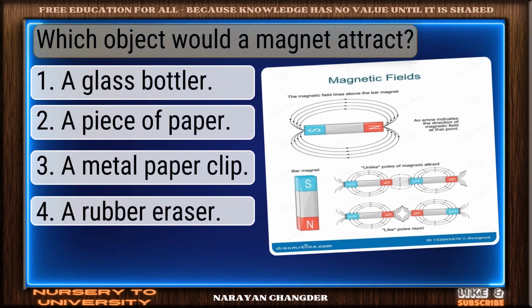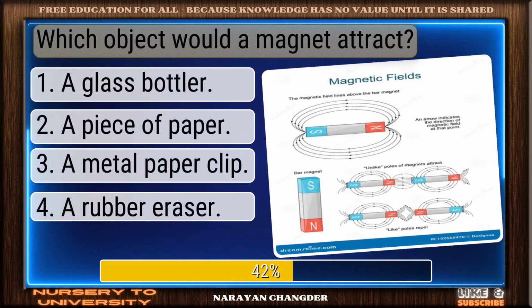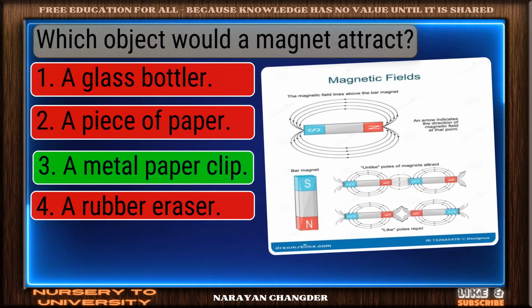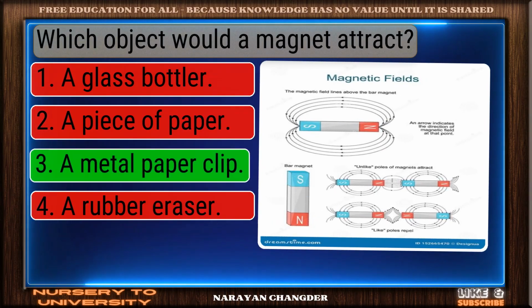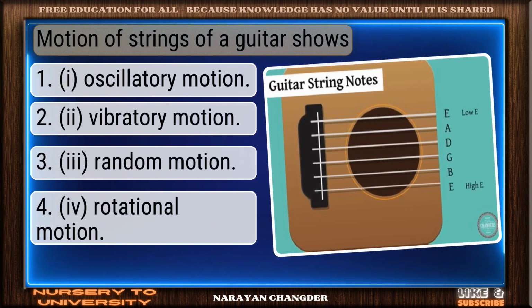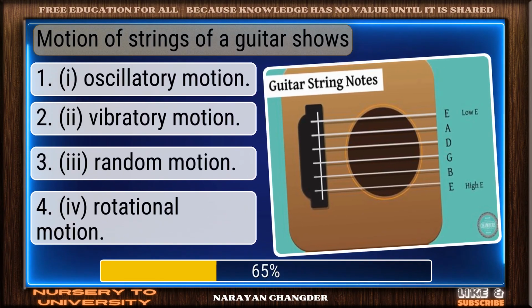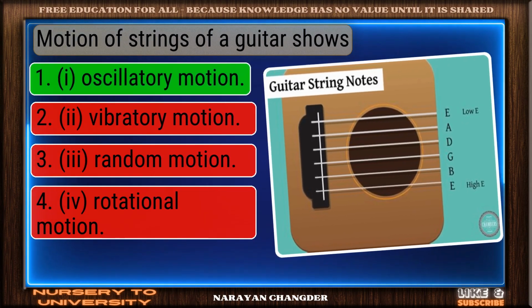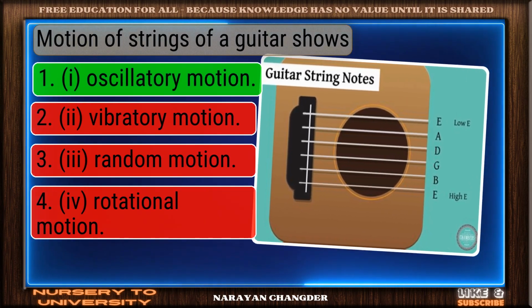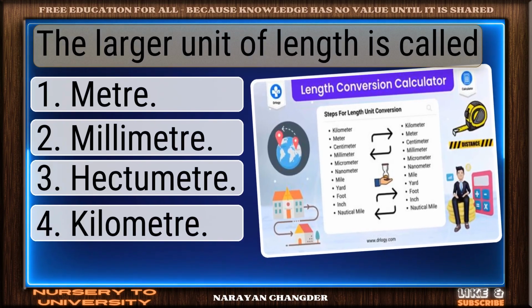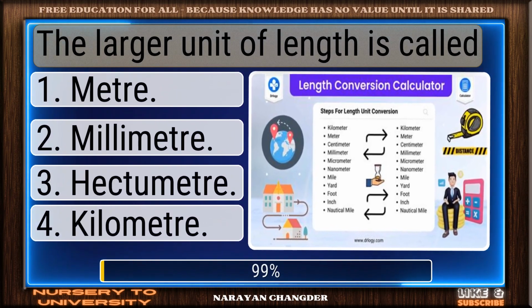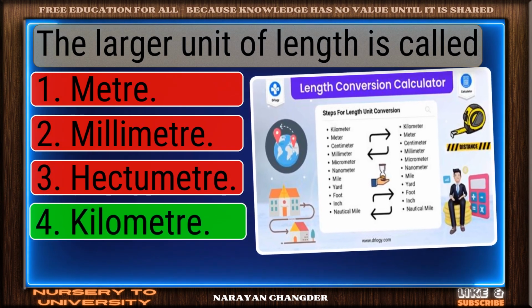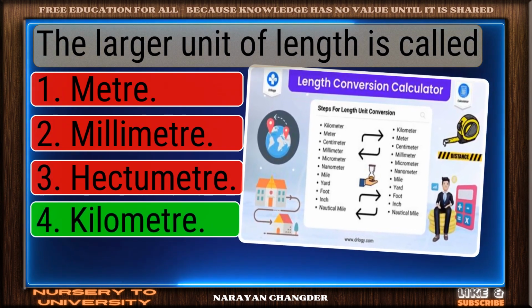Which object would a magnet attract? Smart pick. A metal paper clip is the correct choice. Motion of strings of a guitar shows? Solid response. Oscillatory motion is a valid choice. The larger unit of length is called. Nicely done. Kilometer is a solid answer.